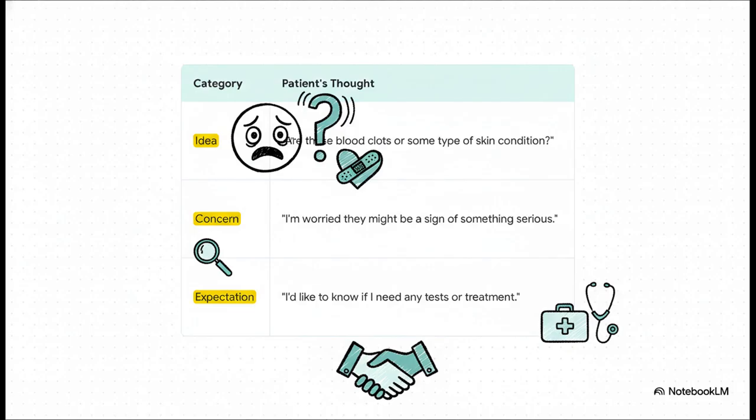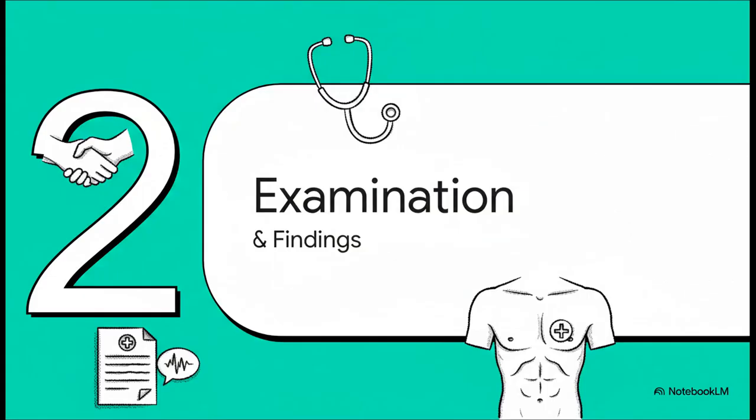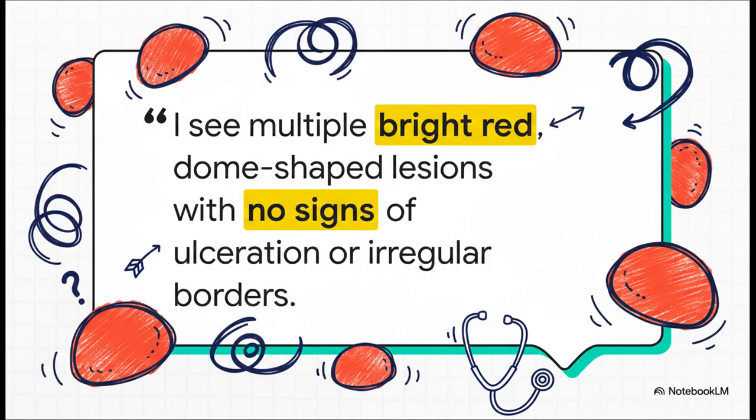With a full history in the bag, it's time to move on to the examination. Section 2, Examination and Findings. Now, first rule of business, always get consent before you examine. And when you describe what you see, you need to say it out loud, clearly, and systematically for both the patient and the examiner. A great way to phrase it is this. That's perfect. It beautifully illustrates the classic features. You've described what you do see, bright red, dome-shaped, and just as importantly, what you don't see, no ulceration, no irregular borders.